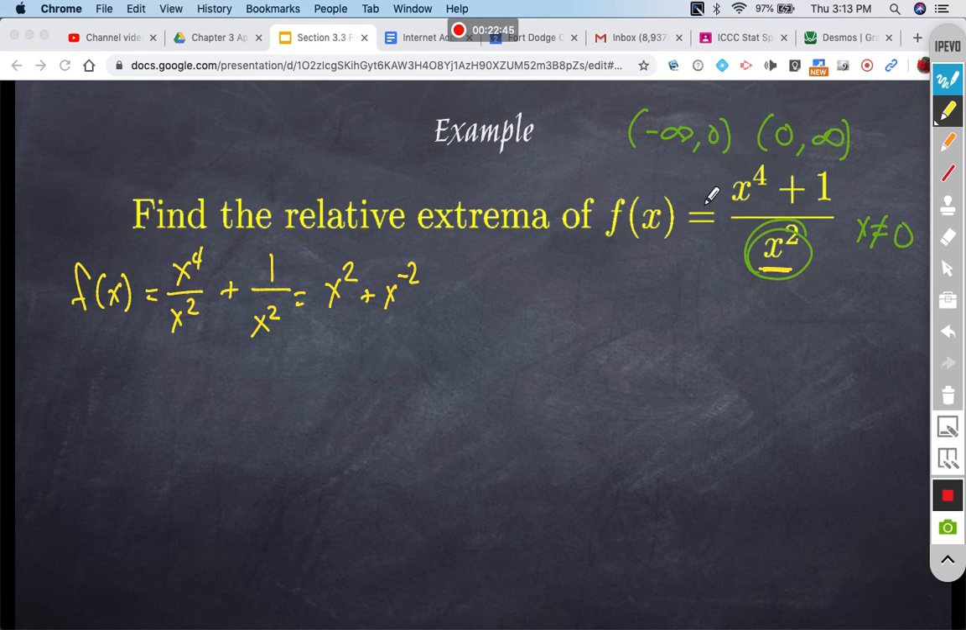When we're looking at critical values, again, x cannot be 0. So f prime of x does not exist at x equals 0. But we already know that's a break in our interval, so we're good with that. So then we look at where does x squared... oh, sorry, I'm getting ahead of myself. I haven't found the first derivative yet.